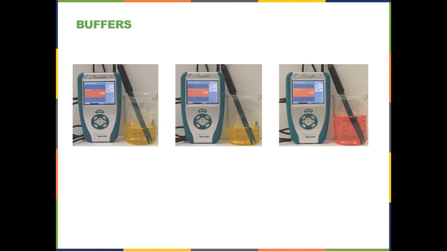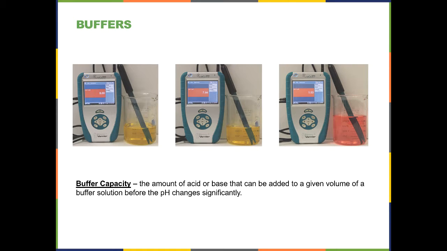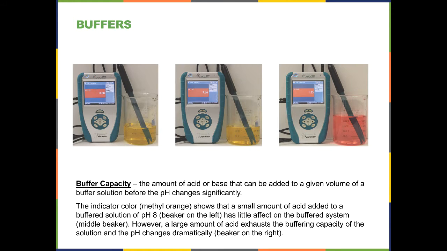Now let's talk for a minute about something called buffering capacity. The buffering capacity is the amount of acid or base that can be added to a given volume of a buffer solution before the pH changes significantly. You can always overwhelm a buffering system. You can add a little bit of acid, even a little more than you would imagine, but if you add enough, you can exhaust the buffering system such that the pH will change dramatically.